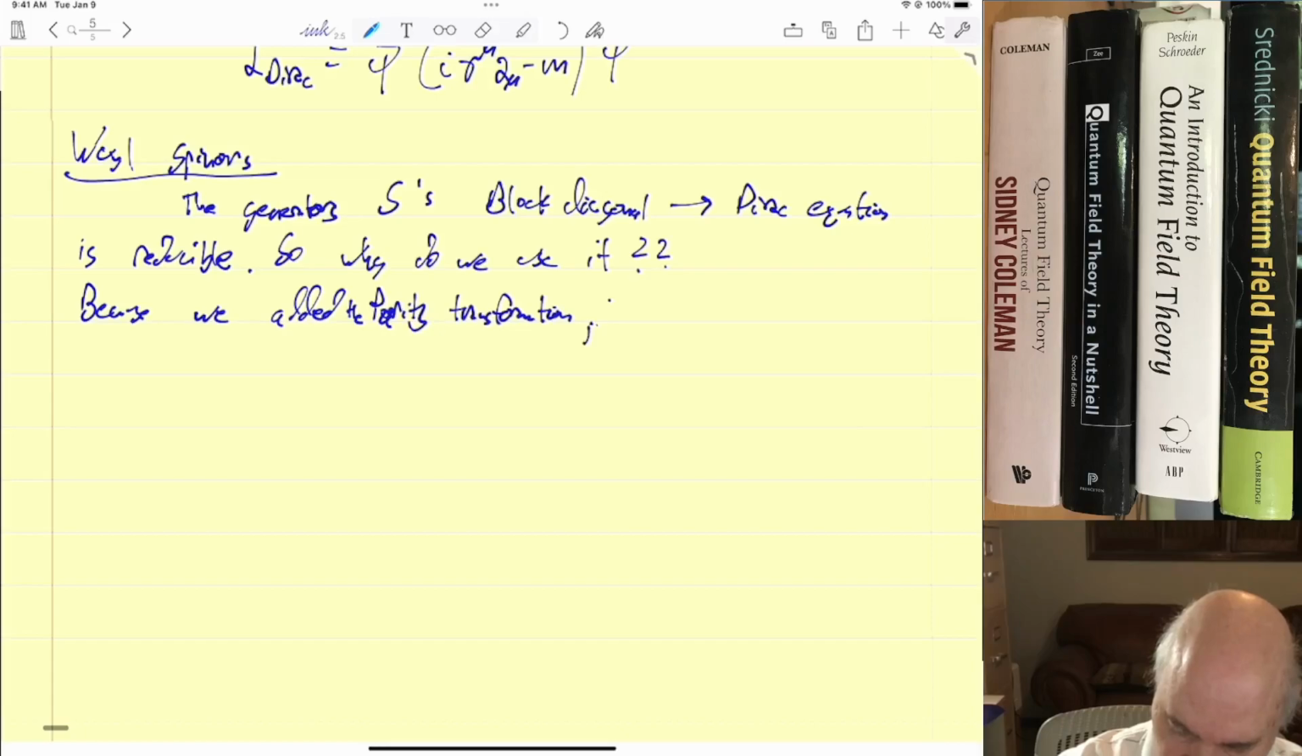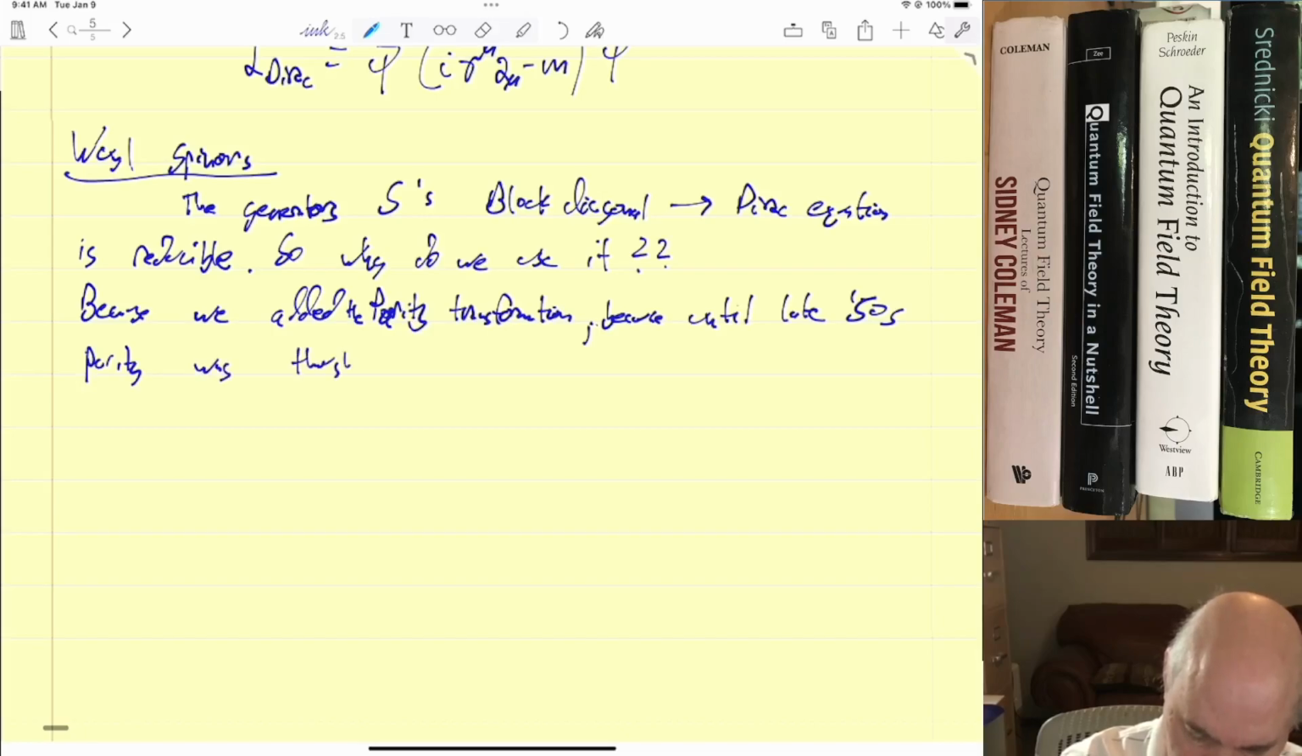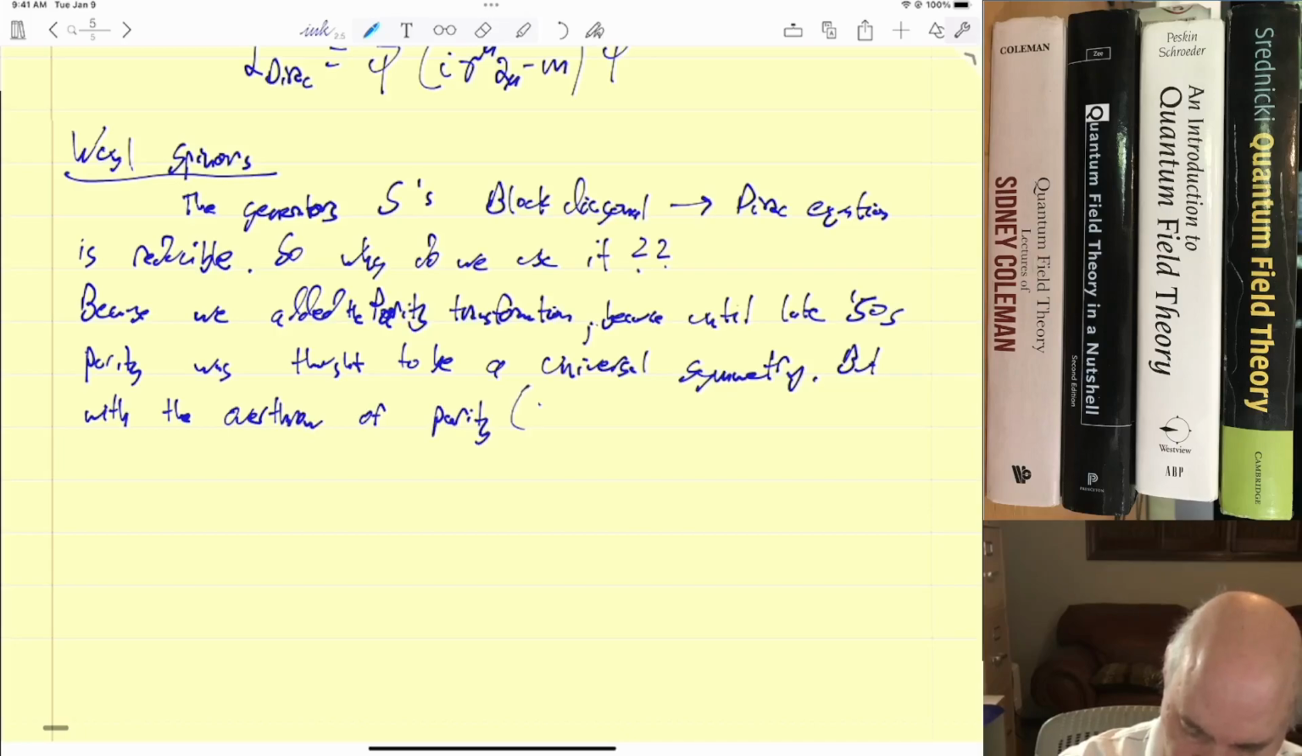because until the late 1950s, parity was thought to be a universal symmetry. Okay, but with the overthrow of parity, especially for the weak interactions, we need to rethink.